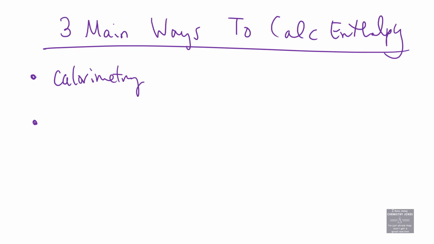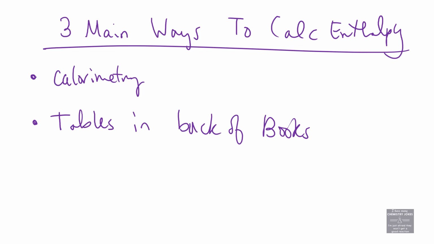Another way is from tables in the back of the book, or entire books of all kinds of enthalpy values. And a third way, which is really sort of an offshoot of tables from the back of the book, is from an enthalpy plot, an enthalpy graph. So using those three main ways, we can calculate all kinds of enthalpy values.